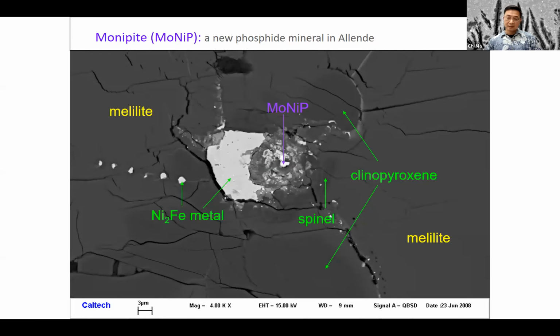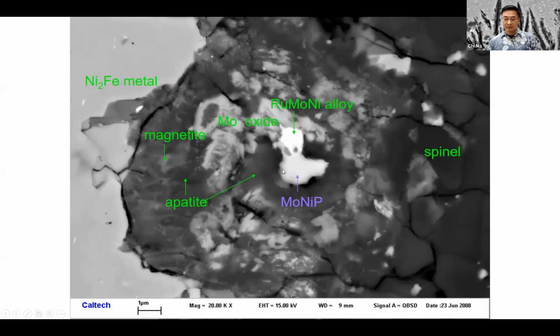Molybdenite is the only phosphide mineral ever found in Allende. So it occurs here. Now zoom in. This is molybdenite. Just 1 grain is found. The name is after the composition, molybdenite.